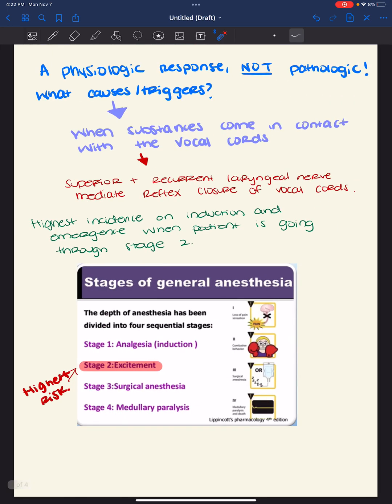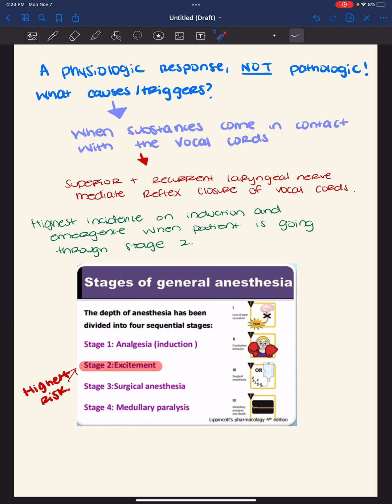Okay, and another important thing to keep in mind is that laryngeal spasm is a physiologic response. It's not a pathologic response. It's just a reflex that our body does in order to try to protect us. And what can cause or trigger this reflex? Whenever substances come into contact with the vocal cords, such as saliva, the superior and the recurrent laryngeal nerve are going to mediate the reflex closure of the vocal cords. So you have saliva sitting there, it comes into contact with your vocal cords, and these two nerves are going to close the vocal cords in order to try to prevent it from entering the trachea.